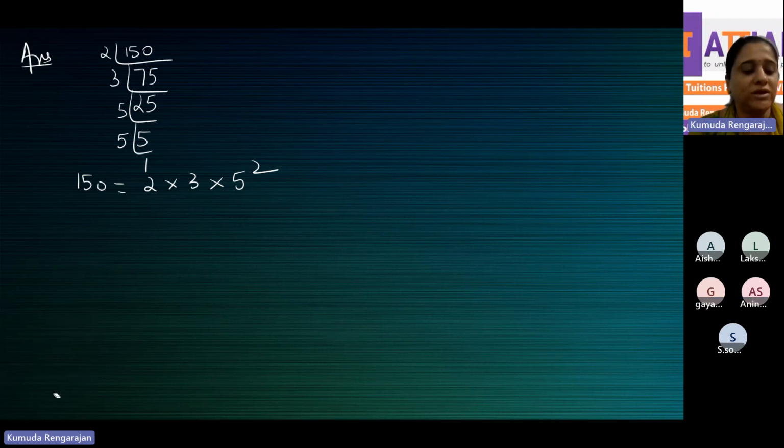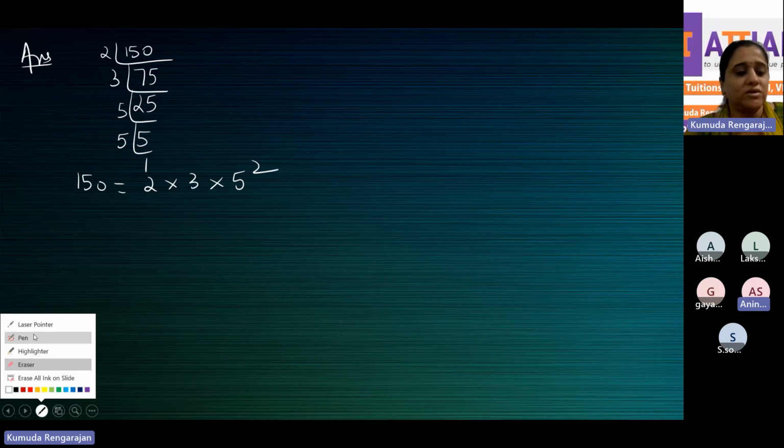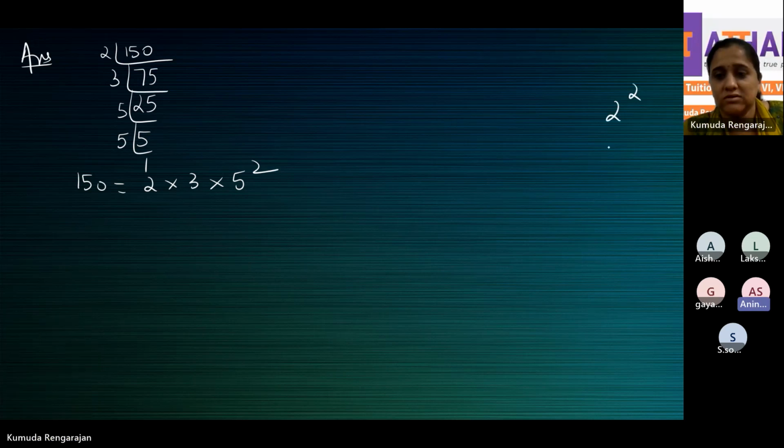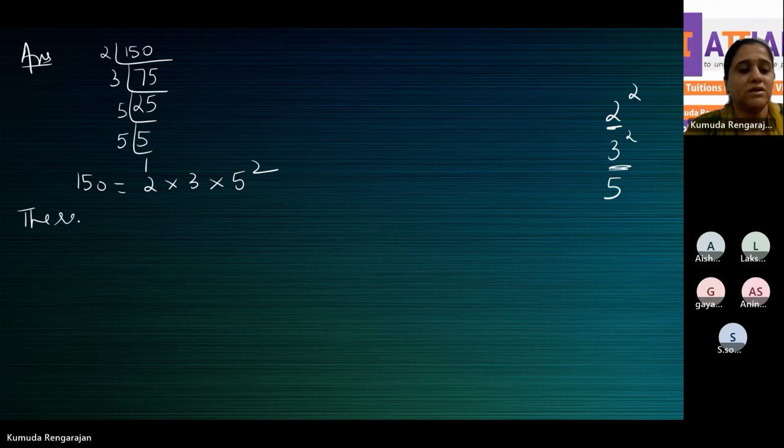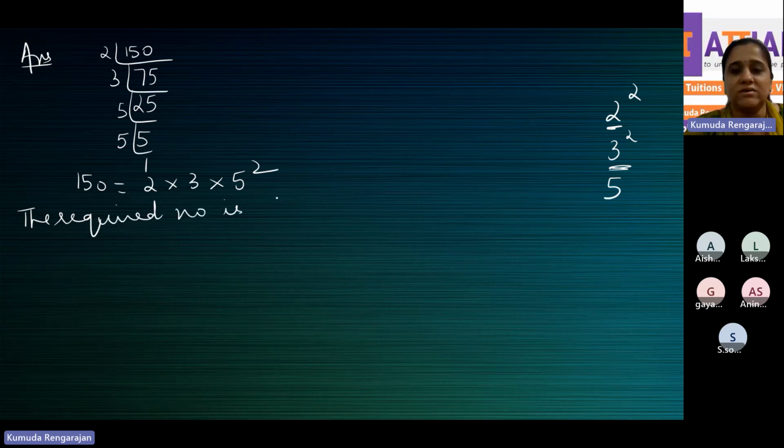So how many 2s do you need? We need 2 twos, 2 threes, and 1 five. Because it's 2, but it should become 2 cubed, so you need 2 square. 3 should become 3 cubed, so you need 3 square. And 5 square, you need one more 5 to make it 5 cubed. So the required number is 2 squared into 3 squared into 5.